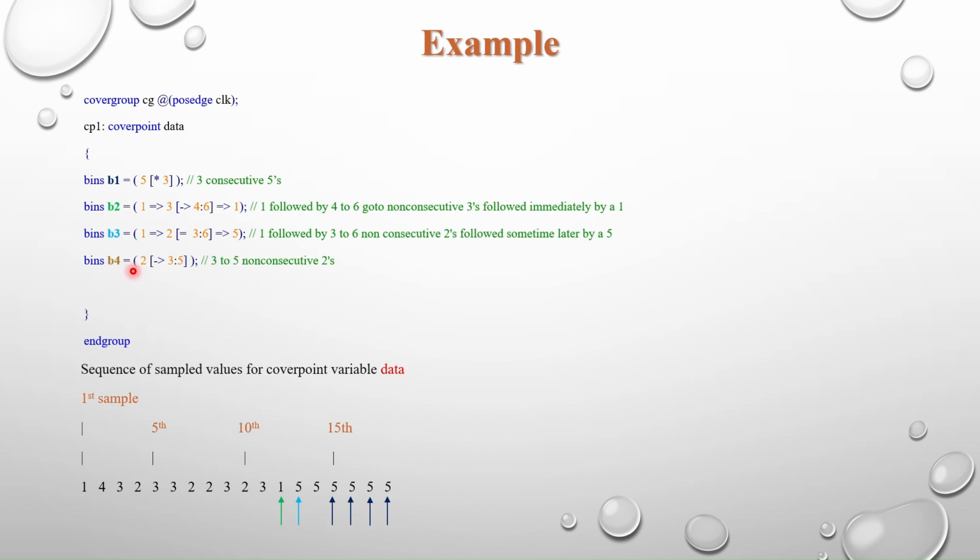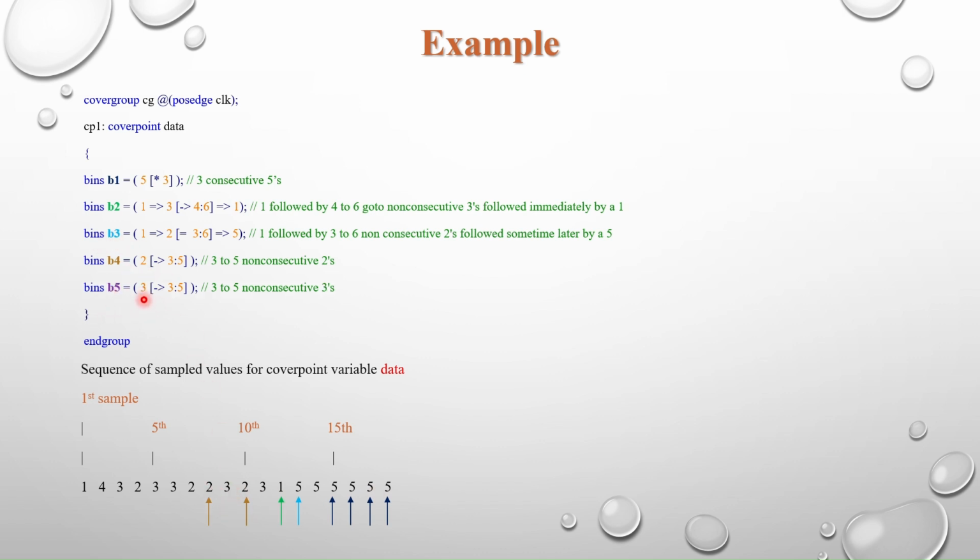And the next one is B4. Here I am using the go to repetition operator. 2 has to repeat for 3 or 4 or 5 times, in the non-consecutive order, and there are no other transition bins after this one. So it's non-consecutive only. Here 2 is there. 2 has to repeat for 3 times. 1, 2, 3. So here B4 is covered, and I will count from here. 1, 2, 3. So again covered. Only 2 times B4 has been covered.